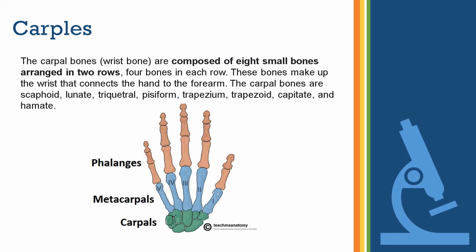Carpals. The carpal bones or the wrist bones are composed of 8 small bones arranged in 2 rows, 4 bones in each row. These bones make up the wrist that connects the hand to the forearm. The carpal bones are scaphoid, lunate, triquetral, pisiform, trapezium, trapezoid, capitate, and hamate.